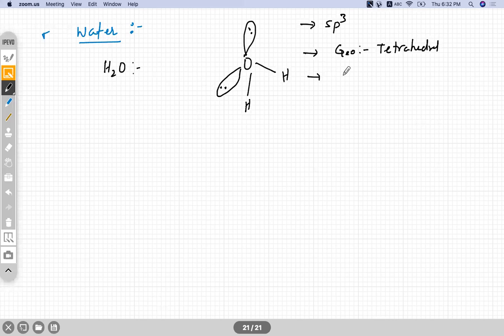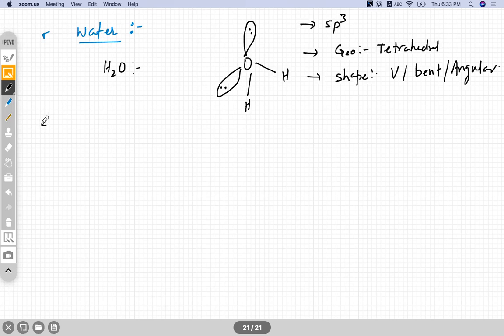and what is the shape here? Shape is V shape or bent shape or angular shape. V, bent or angular. Okay. So all these orbitals are sp3 hybridized orbitals in which the lone pairs are present and the bond pair is also there. Okay. Bonding and all, we have discussed it already.